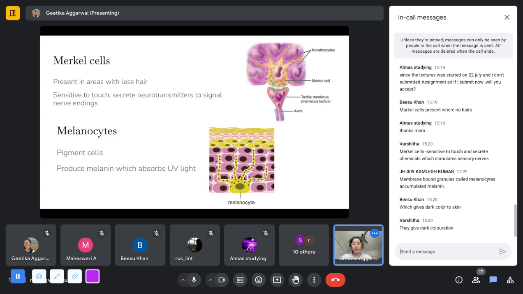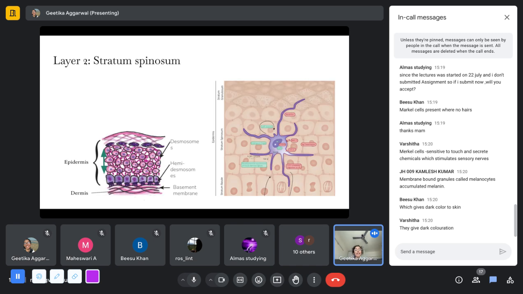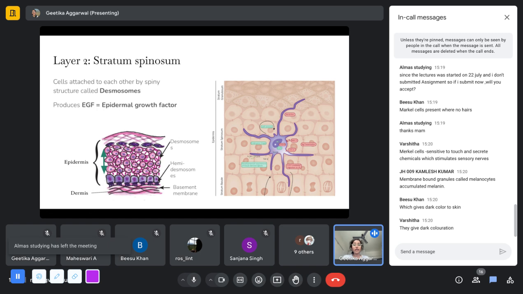production of vitamin D. Okay, so moving on to the second layer, which is the stratum spinosum. In this diagram, the cells are attached to each other by structures called desmosomes. As we studied in the stratum basale, the cells are connected to the basement layer by hemidesmosomes. The cells in stratum spinosum are connected to each other by desmosomes. This layer is responsible for the production of epidermal growth factor. This is something you would like to remember: which layer of the epidermis is responsible for the production of epidermal growth factor.